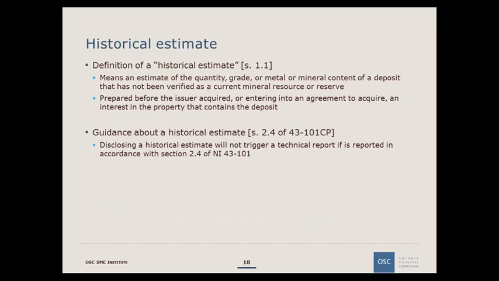Next, we'll look at historical estimates, and that's a defined term in National Instrument 43-101. It's basically an estimate prepared before the issuer acquired the property. And it's an estimate that has not been verified by a QP as a current estimate. The historical estimate can be disclosed without triggering a technical report, but that disclosure must follow certain requirements, which we'll talk about in the next slide.